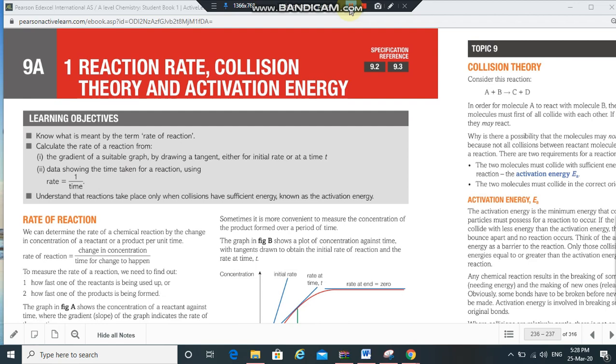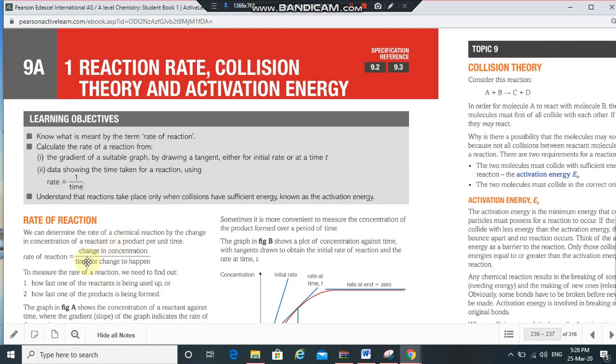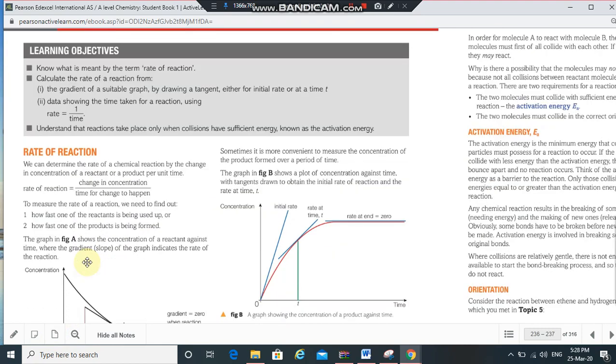In chemical reactions, we can measure the rate of chemical reaction by measuring what? By measuring the change in concentration over a specific period of time. And the change of concentration can be measured either for reactants or products. Okay? So we can measure how much we are consuming a reactant or how much we are producing a product.